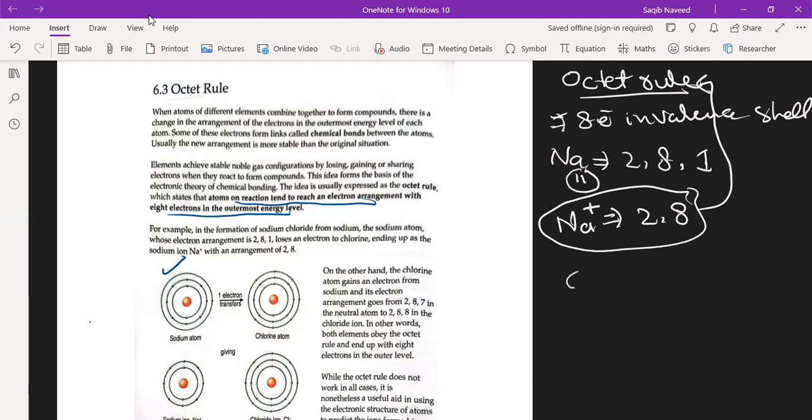Similarly, if I talk about chlorine, its proton number is 17, so 2, 8 and 7. So what is chlorine going to do to become stable, to follow the octet rule? It will gain an electron, and its electronic configuration will be 2, 8, 8 and its charge will be -1. Right? So this is some basic concept.